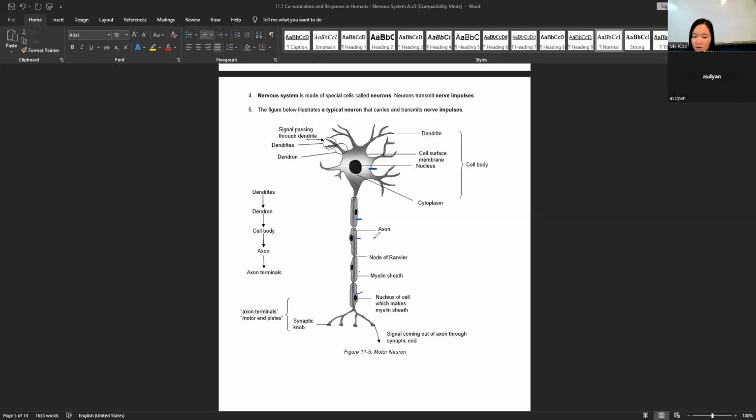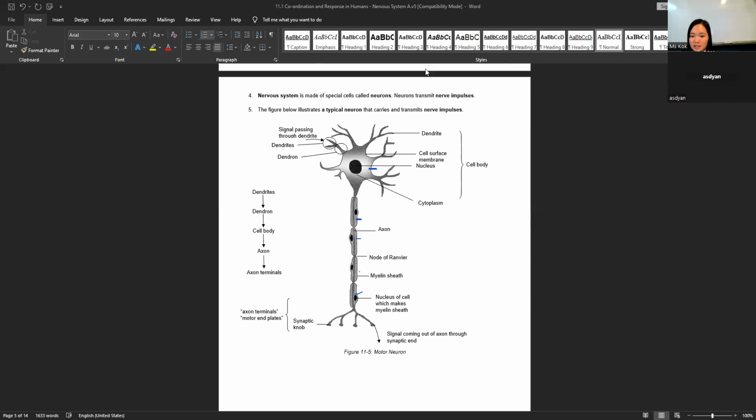The Schwann cell will wrap around the axon. When it wraps around the axon, its cytoplasm becomes the myelin sheath. The cytoplasm is made up of mainly fats, so that's why it's white in color. And because it's made out of fats mainly, it will insulate against nerve impulses.